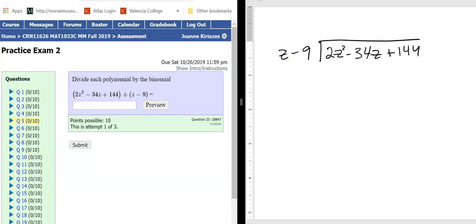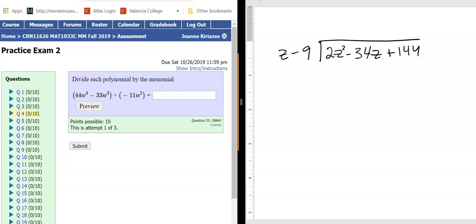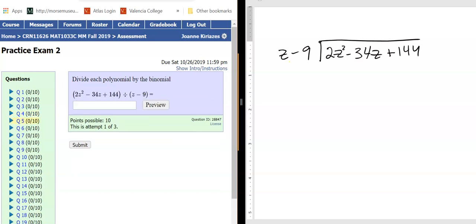Okay, problem number 5 is division, and this is different than problem number 4. Problem number 5 says divided by a binomial, which means 2 terms. Problem number 4 said divide by a monomial, which is 1 term. So when you divide by a binomial, you can use long division. So I set it up on the right here as long division.